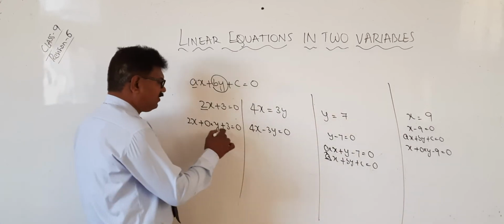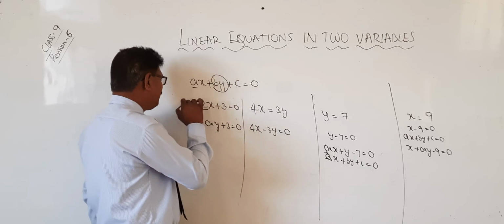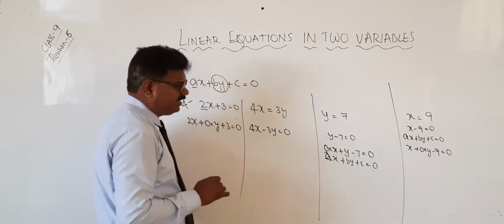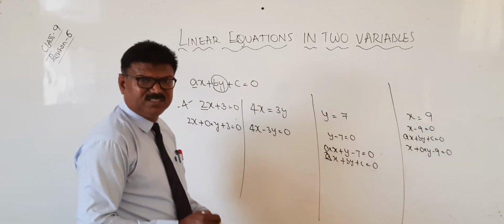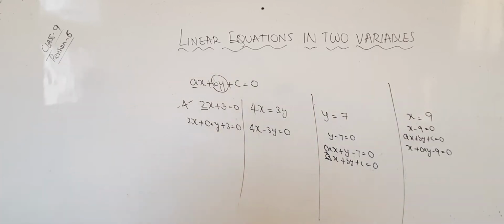Okay? Therefore, 1 mark, 1 mark, 1 mark. Total it will be for a 4 marks question. Okay, write like this. Did you understand? Yes. Please take it down.